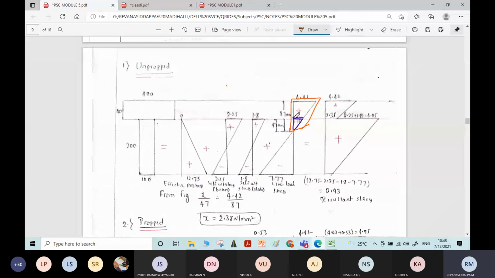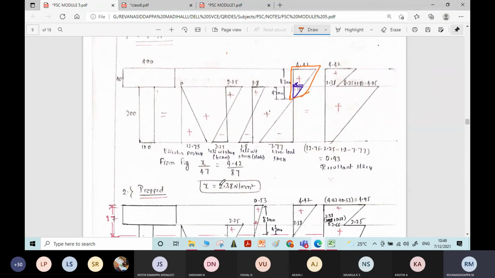The base width of the small right angle triangle divided by the height of the small right angle triangle, x by 47, is equal to the base width of the larger right angle triangle divided by the height of the larger right angle triangle, 4.42 divided by 87. 87 is the distance of the centroidal axis that we have identified. If you do this, you will get the value of x.